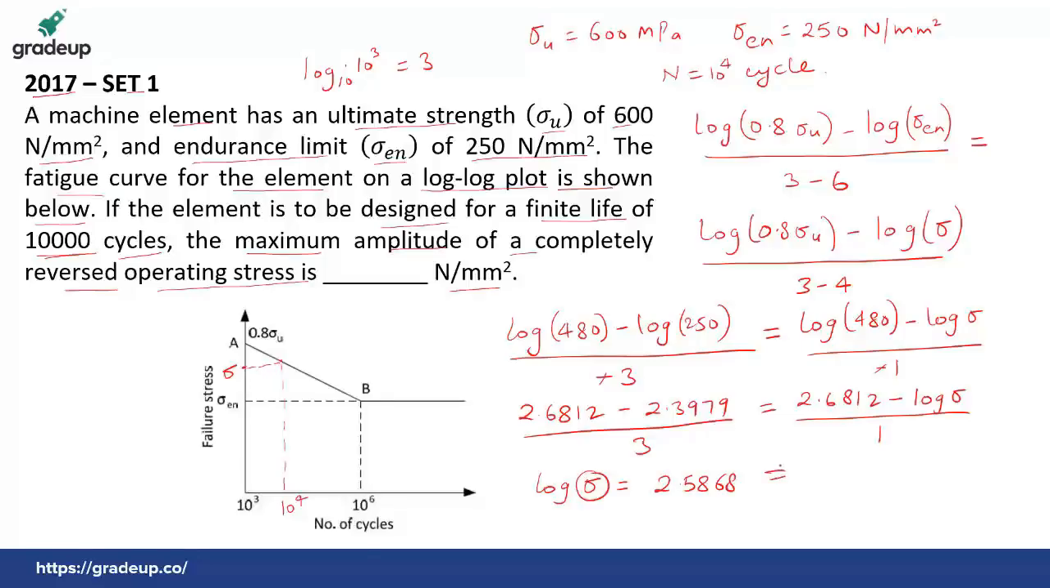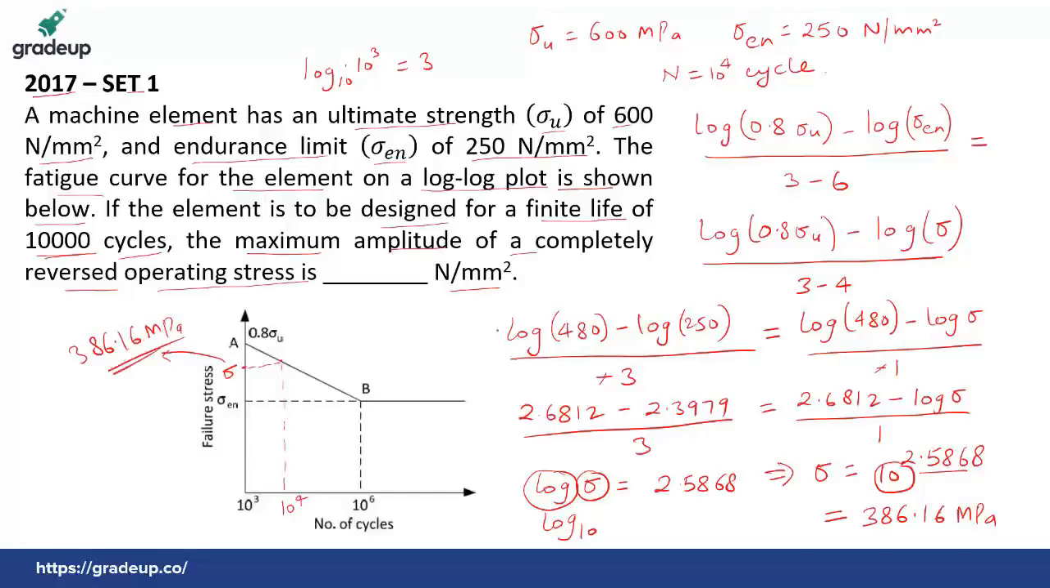But we have to find out the value of sigma. So how do we find the value of sigma? Sigma is equal to 10 to the power of 2.5868. Why 10 to the power? Because this is log, and this is nothing but log base 10. That's why 10 to the power of this value gives you sigma. So the value of sigma will come as 386.16 megapascal or Newton per mm square. Okay, this is a very simple question.